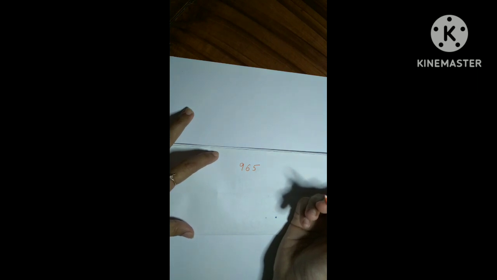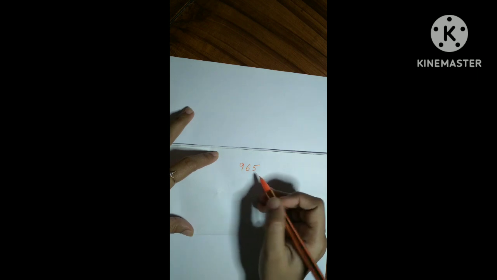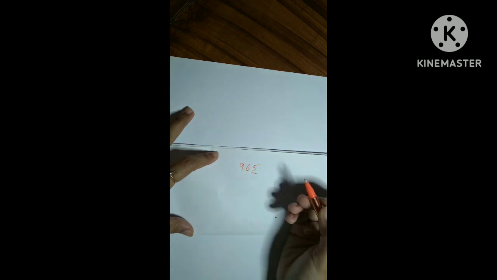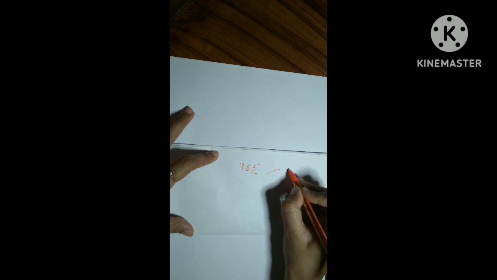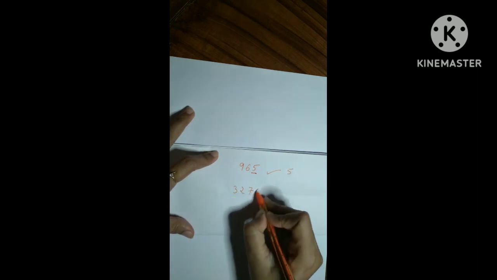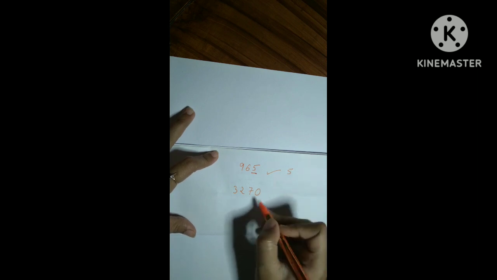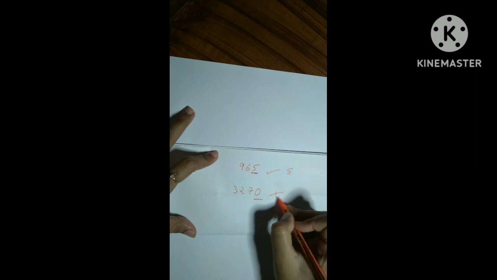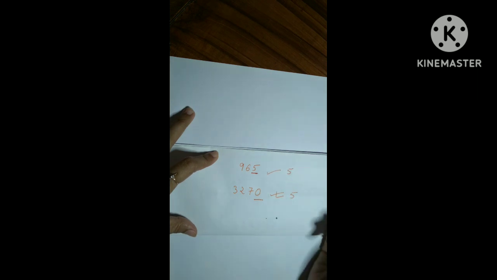Divisibility rule of 5 says if the last digit is either 0 or 5, so it's a 5 here, the whole number will be divisible by 5. Another example, if the last digit is 0 or 5, this number will also be divisible by 5.